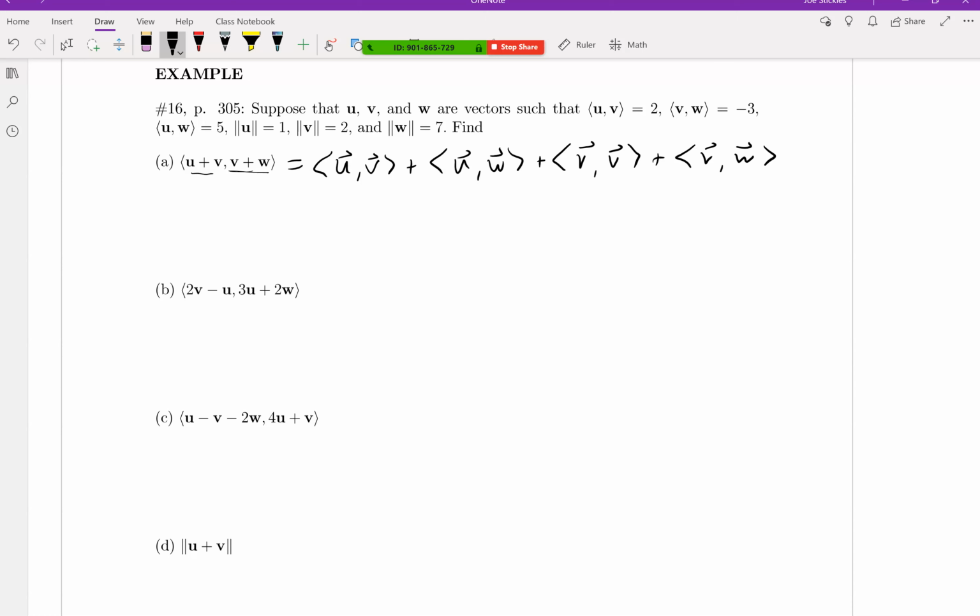So it behaves just like what you would see when you do FOIL, because we can just think about it as FOILing out 2 binomials. It behaves exactly the same way. And now we know all of these pieces.